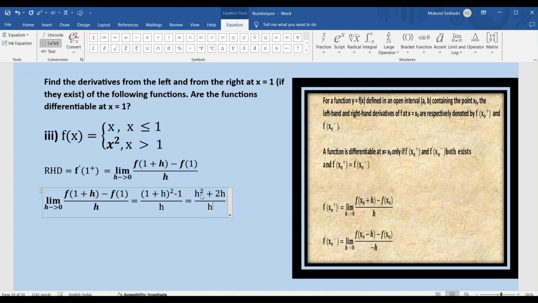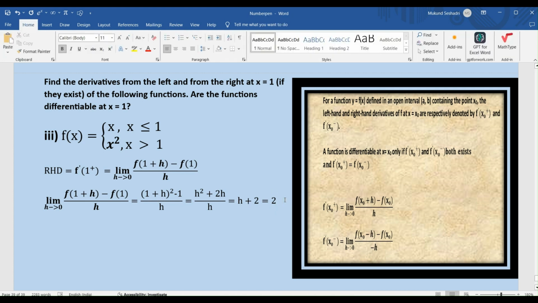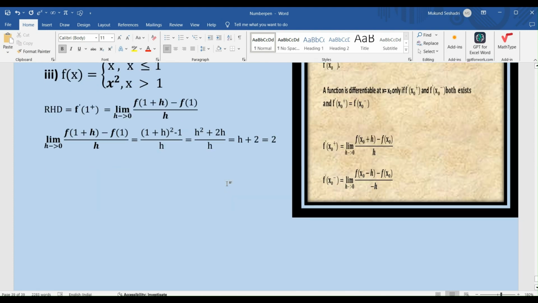And remember, I have my h in the denominator, and I can pull out 1h and cancel that out, which means I'll be left with h plus 2, right? So h tends to 0. I don't think we can further simplify this. We have our RHD equals 2, right? And let's move to our LHD now. So we know that the RHD is finite and it exists. So let's calculate our LHD.